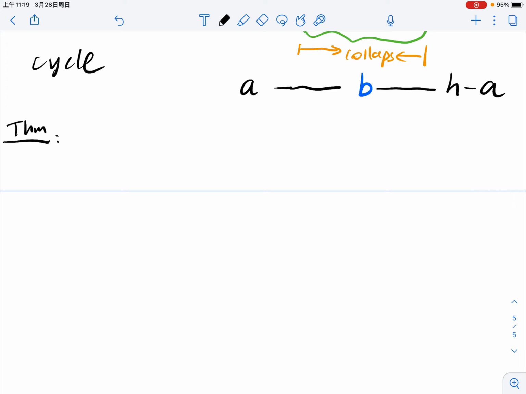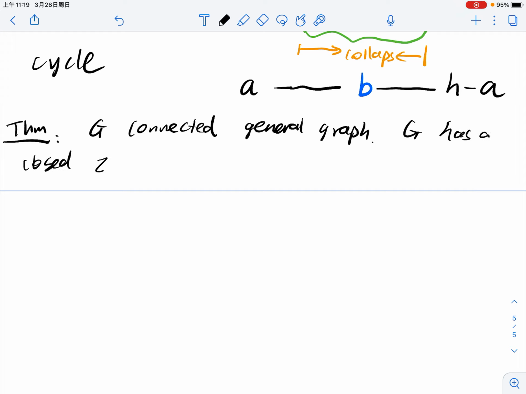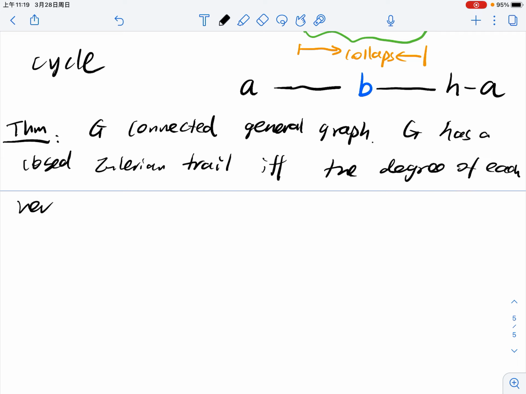Okay, and based on this, we can state the following solution for the Eulerian trails. Suppose G is a connected general graph. G has a closed Eulerian trail if and only if the degree of each vertex is even.